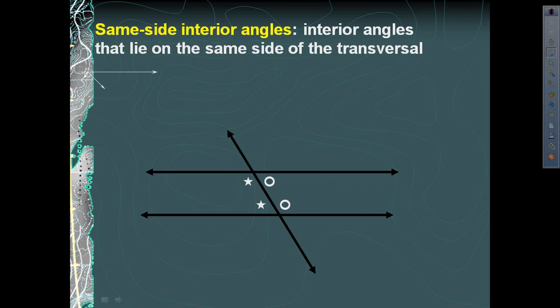The last type of angle we have is the same side interior angles, and these are interior angles that lie on the same side of the transversal. So they're interior, meaning they're in between the two lines being intersected. So the two circles right here would be same side interior angles, and then the two angles where the stars are are also same side interior angles.